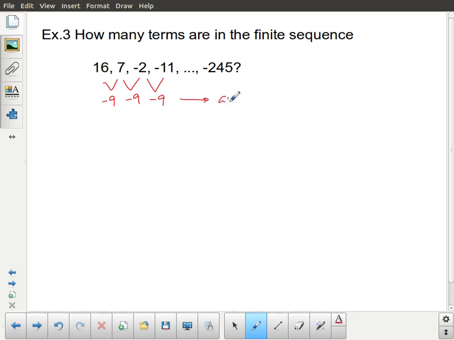Okay, so that means that this is an arithmetic sequence. You do not have to establish this. If I ask you a question, you just have to identify whether or not it is this type, but this is actually the easiest way to do this.